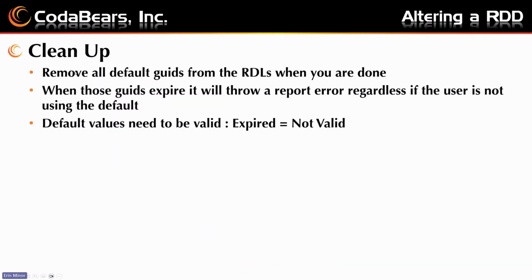Okay, so now a note about cleanup. After you're done updating your report, you want to remove all the default GUIDs from the RDLs when you're done. Make sure to do that every single time, because once they expire, the report will throw an error, regardless if they're using the default or not. And they'll never really be using the default. They'll always be running it clean. So it will confuse you and them once it expires. So default values need to be valid.